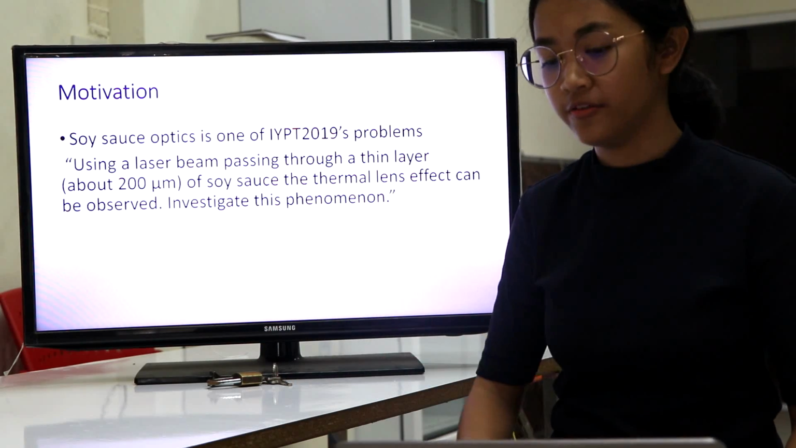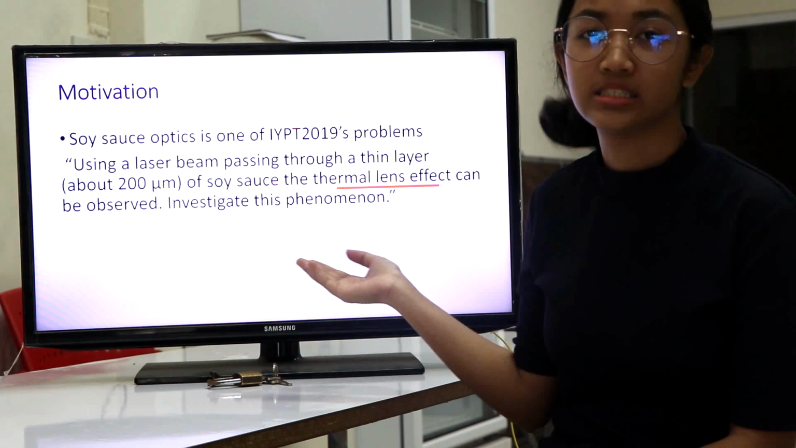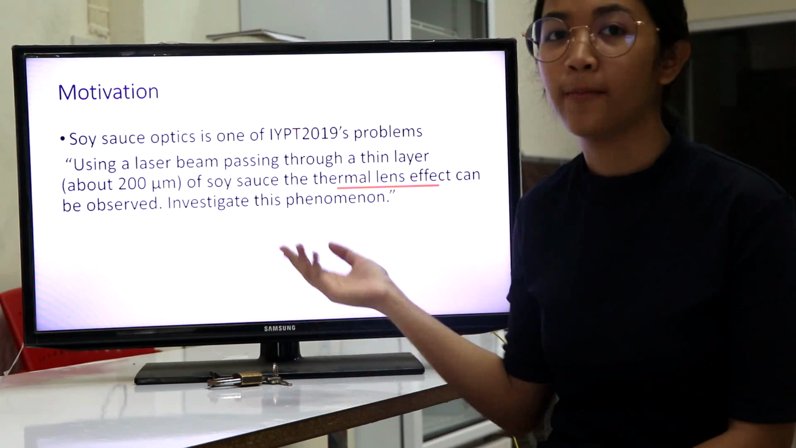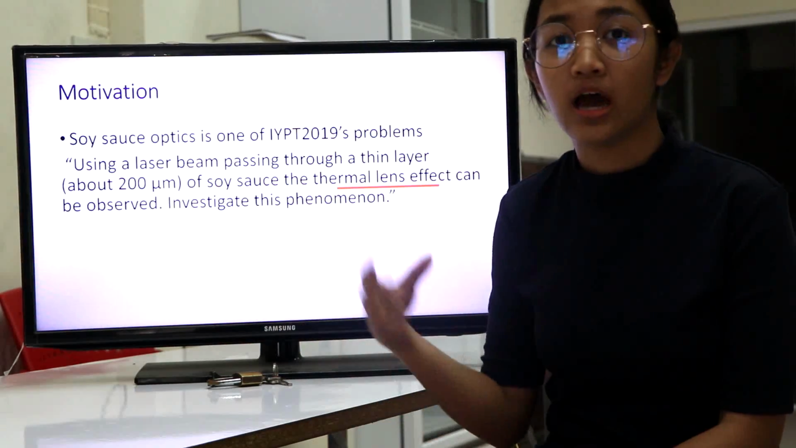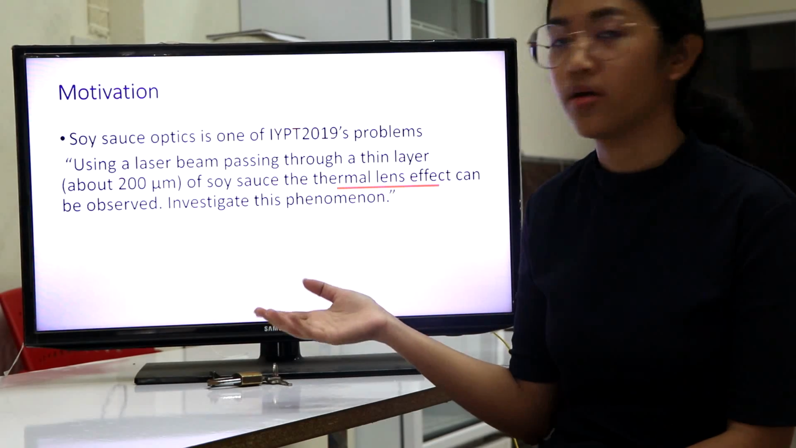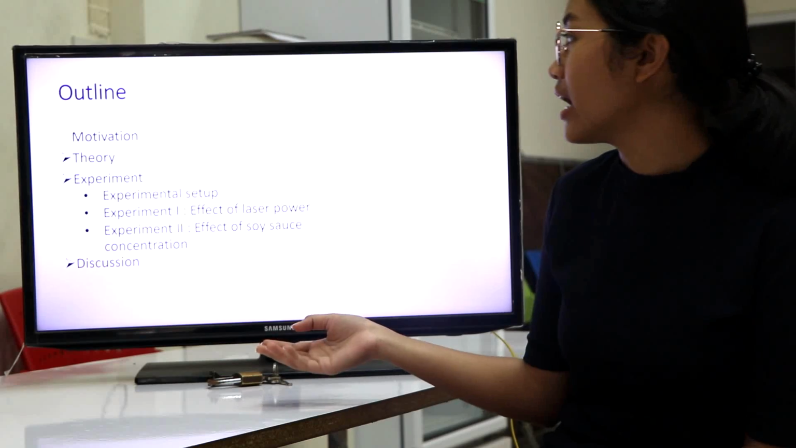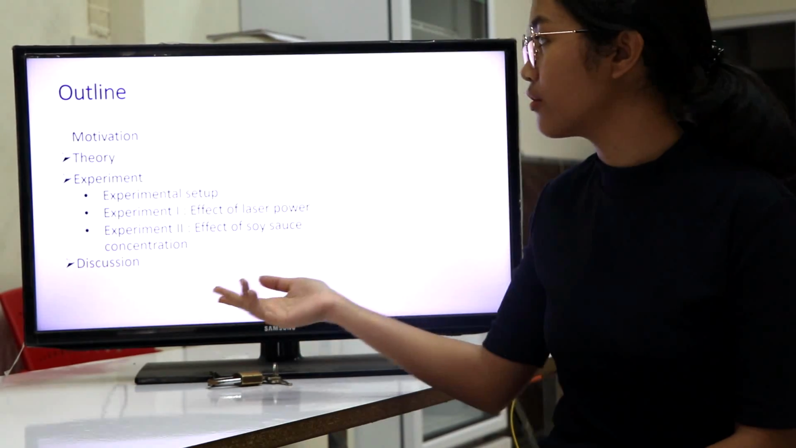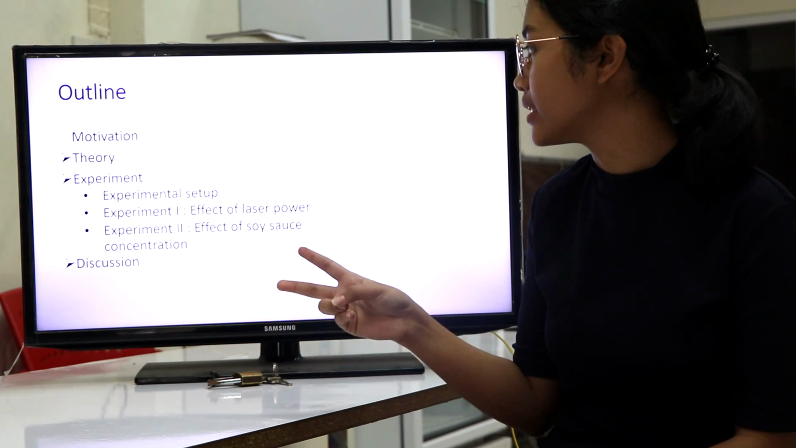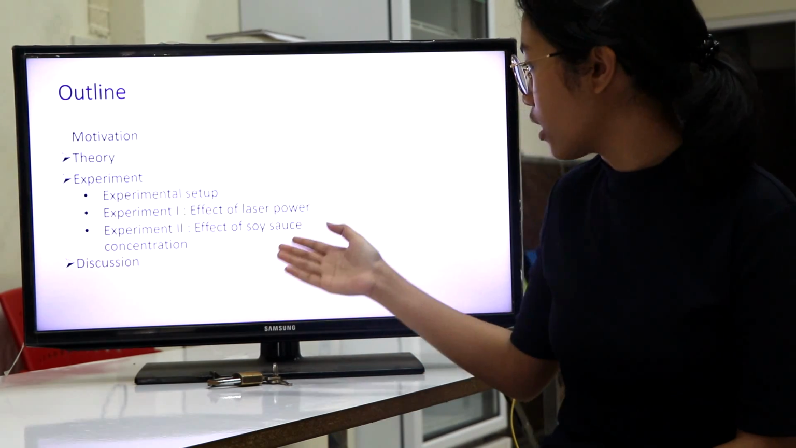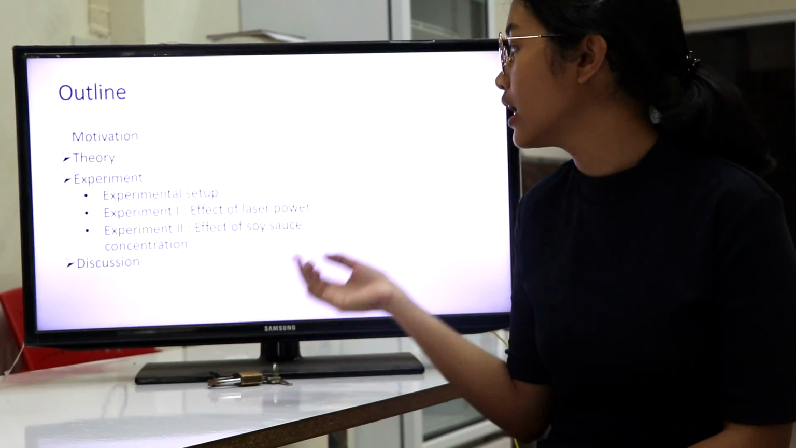This is my first time knowing the thermal lens effect, and this effect can happen in soil salts. So I think it's like learning physics in our kitchen, and I want to know which parameters affect this effect. So I'll talk about motivation, theory, experiment, that is the experimental setup, and two experiments in my work: effect of laser power and effect of soil salt concentration on beam size, and discussion.